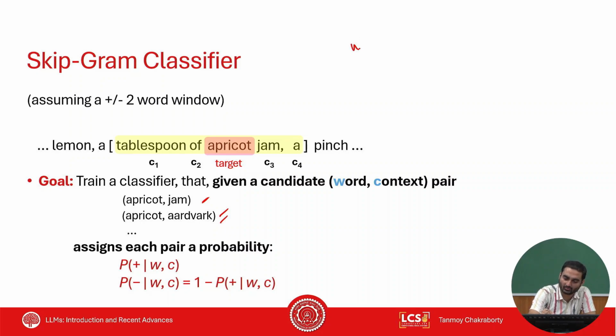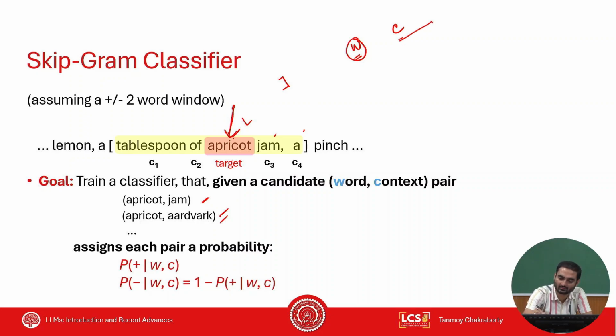So for every word W, we have a context vector C. Now remember, this word W is represented by a vector, the word embedding vector, which we are going to learn through this classification. We are going to learn the embeddings of W and C. What is C? C is the context words, and W is the target word T.